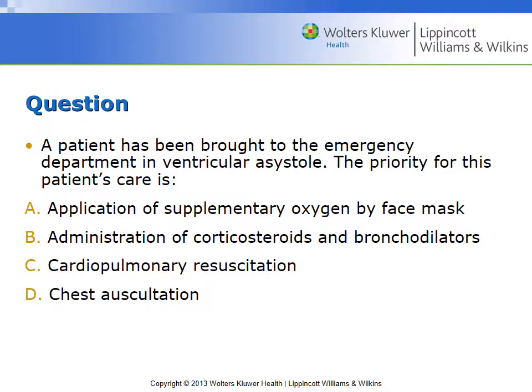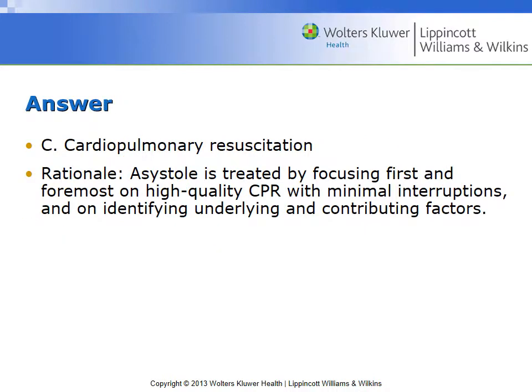Question. A patient has been brought to the emergency department in ventricular asystole. The priority for this patient's care is C. Cardiopulmonary resuscitation. Asystole is treated by focusing first and foremost on high-quality CPR with minimal interruptions and on identifying underlying and contributing factors. And one of the things that's very important to note is that CPR must be done early and quick.